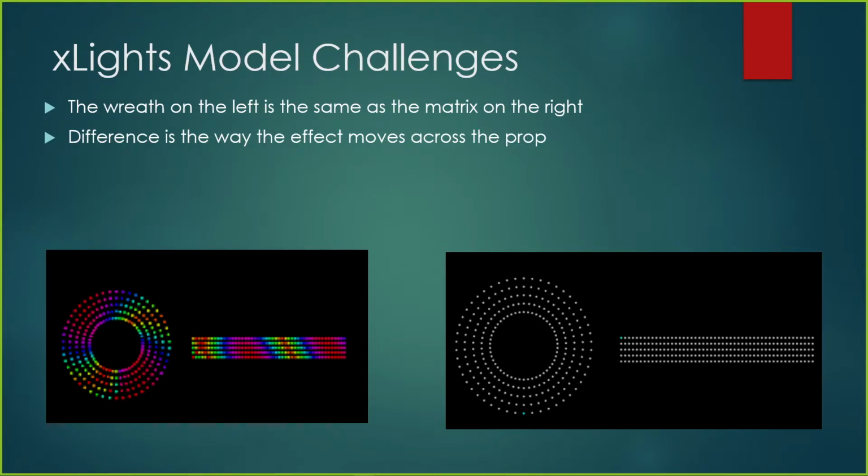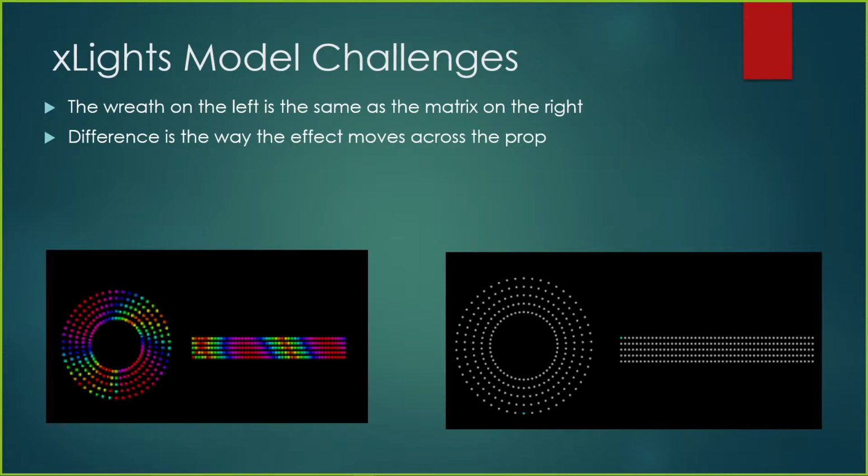So basically, this is a circle model in xLights, and the wreath on the left is the same as the matrix on the right. They're built identically. They have the same pixel count. They're the same height, the same width. Everything is identical. The difference is in the way that the effect moves across it. Now, why does the wreath look one way while the matrix or the square, the other version of the model, looks a totally different way?